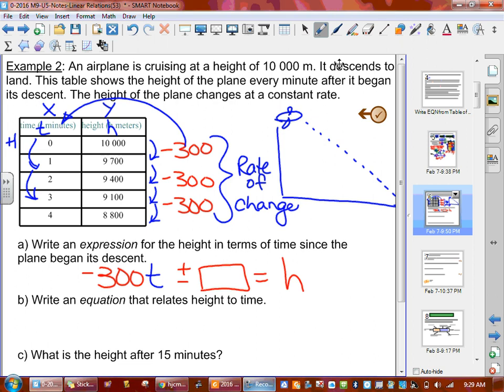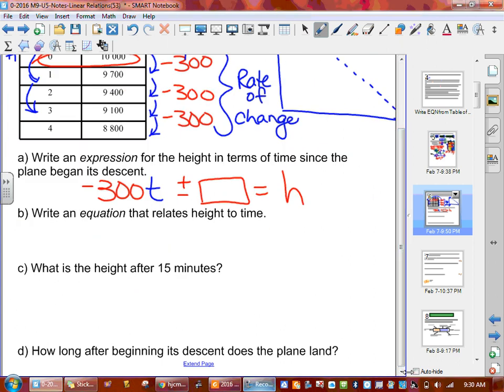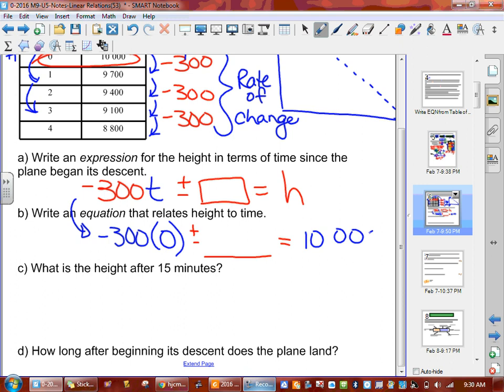So what is our h number? Well, we have to pick a test point. I'm going to start with my very first one, 0 and 10,000. So that means I need to put a 0 where the t is and 10,000 where the h is. So I'm going to write it below. Negative 300, I'm putting 0 where x is, plus or minus something equals 10,000. Well, what do we know 0 times anything is? 0. So it's always a good number to start with.